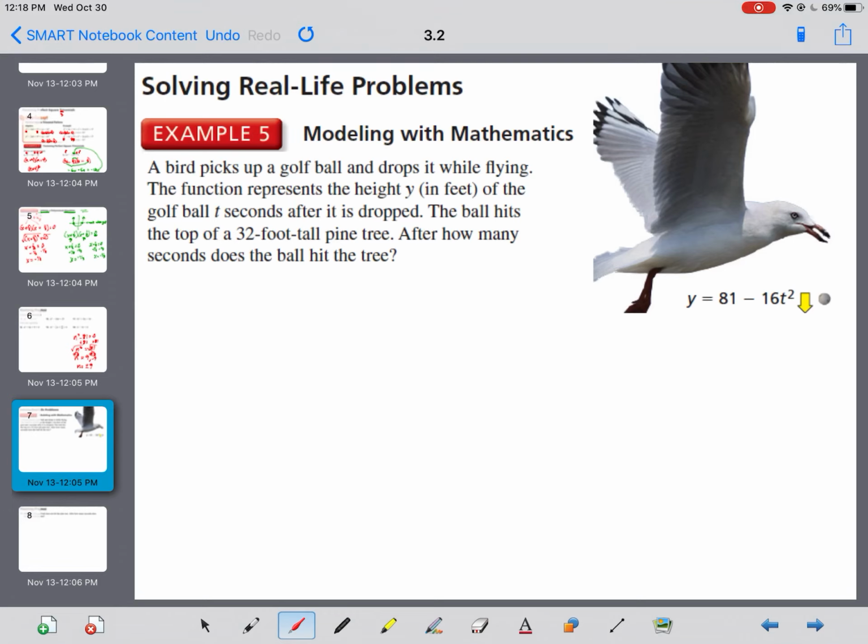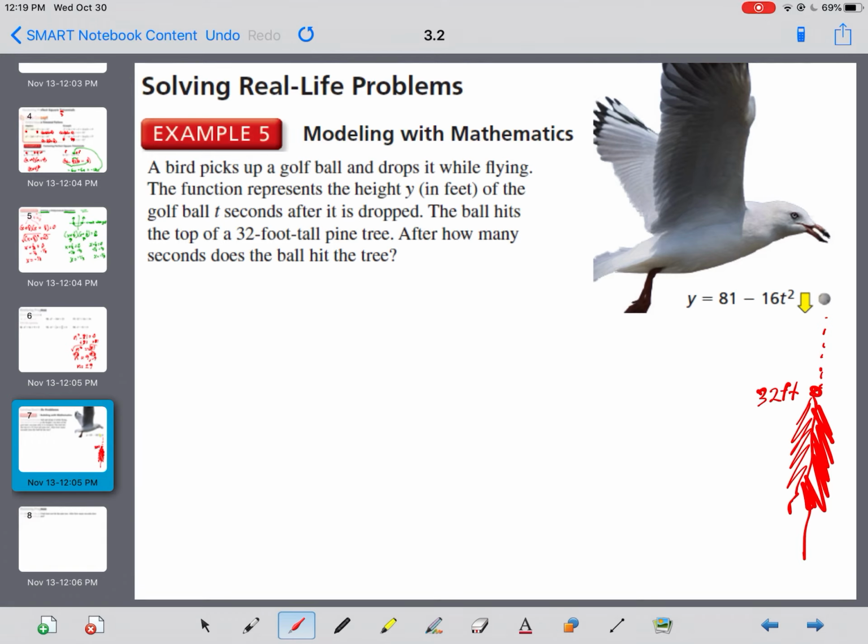The function represents the height, y, in feet of the golf ball t seconds after it's dropped. So y equals 81 minus 16t squared. The ball hits the top of a 32-foot tall pine tree. After how many seconds did the ball hit the tree? Okay, so that ball's falling. Here's my pine tree. It's not really how a pine tree looks, but you know, like that. And it hits, and this is 32 feet in the air.